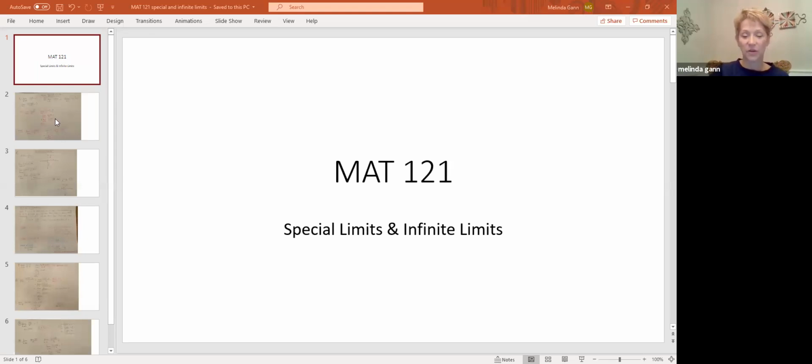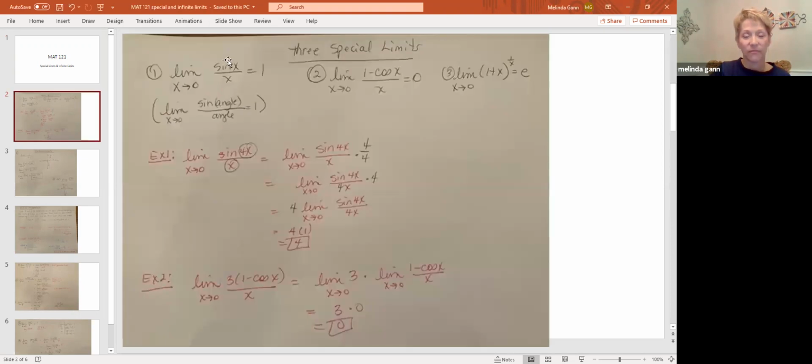Now there are 3 special limit rules in your book that you're going to need to memorize. It says 3 special limits, out of that same section that you've been in. These are the 3 that you need to learn, and you can just memorize them.